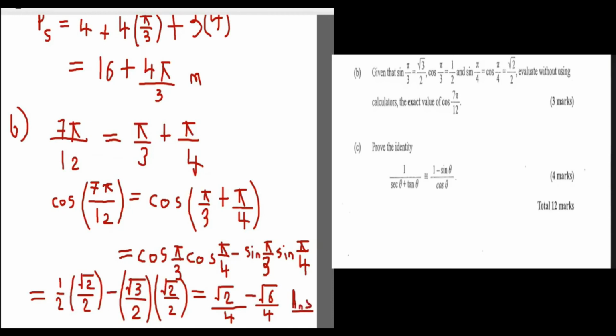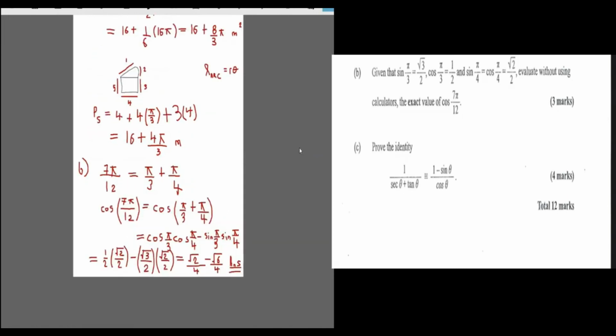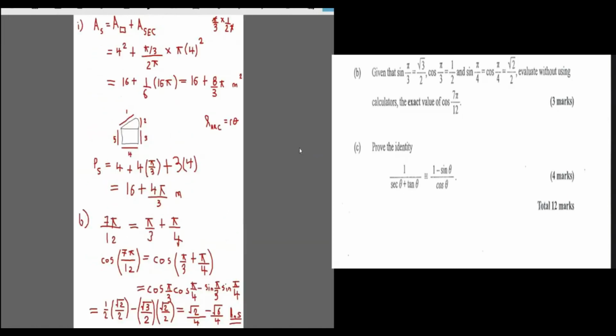If you want to simplify it, that's up to you. But I wouldn't. I would stop right there. I don't like to give away any extra time doing what they didn't ask for. That's the solution of part B.